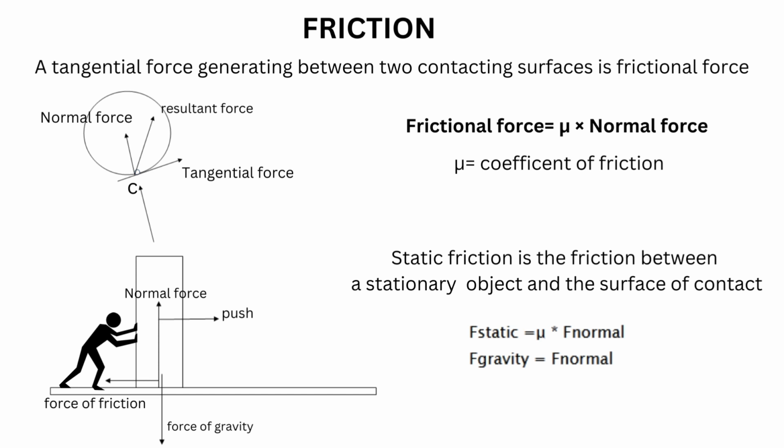So frictional force is equal to coefficient of friction times normal force. Mu is the coefficient of friction. So the formula for frictional force is coefficient of friction times normal force.